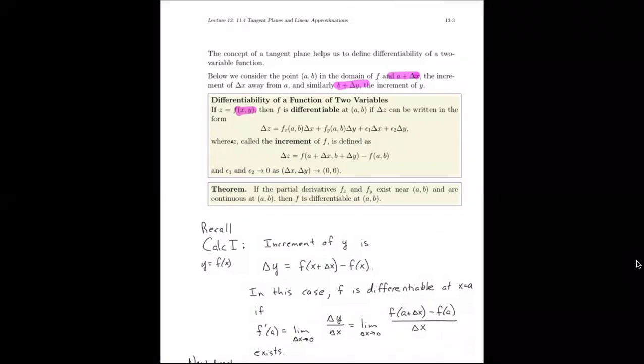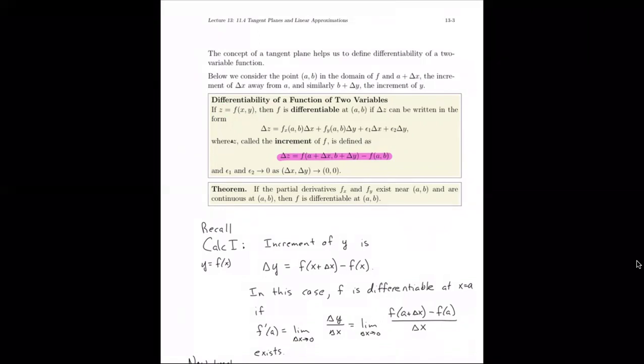Since z depends on f of x, y, its increment is a little bit more particular. We have to involve the function f of a plus delta x, comma b plus delta y. So in other words, the increment in z, if we move from the point (a, b), is given by evaluating the function at a plus delta x and b plus delta y. So we've moved away from a and b by delta x and delta y respectively. What is the difference in our function? What is the increment in our function? That's what delta z is called.